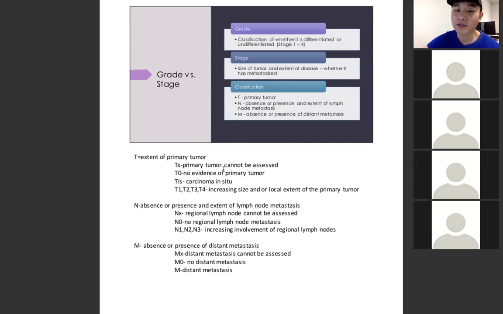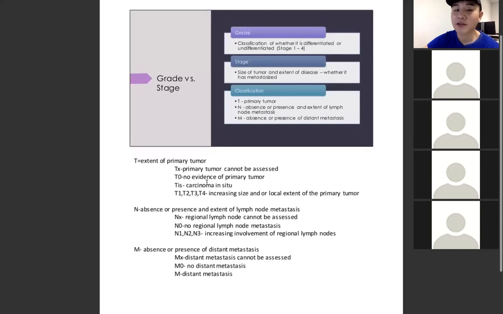TX means the primary tumor cannot be assessed. T0 means no evidence of primary tumor. TIS is carcinoma in situ. T1, T2, T3, T4 indicate increase in size and/or local extent of the primary tumor. And N is the absence or presence and extent of lymph node metastasis. NX means regional lymph nodes cannot be assessed. N0 means no regional lymph node metastasis. And N1, 2, 3 mean increasing involvement of regional lymph nodes.